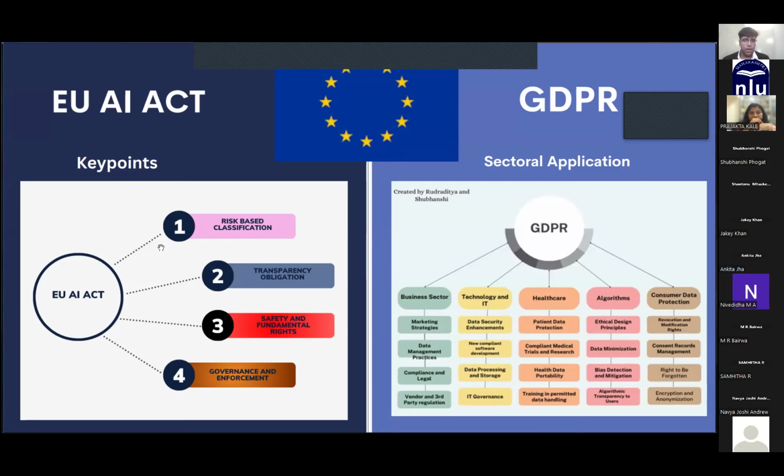So building on the foundation laid by GDPR, the EU Artificial Intelligence Act introduces a regulatory framework specifically designed for artificial intelligence systems. It aims to ensure that AI technologies are developed and used in a way that is safe, ethical, and respects existing laws like GDPR and other European fundamental rights and freedoms, which also include data privacy and protection. The highlights of the AI Act can be seen on the left column.